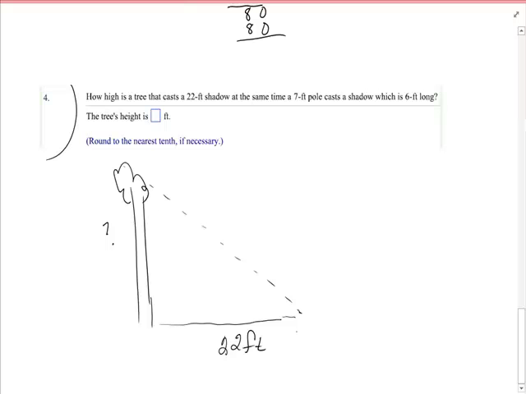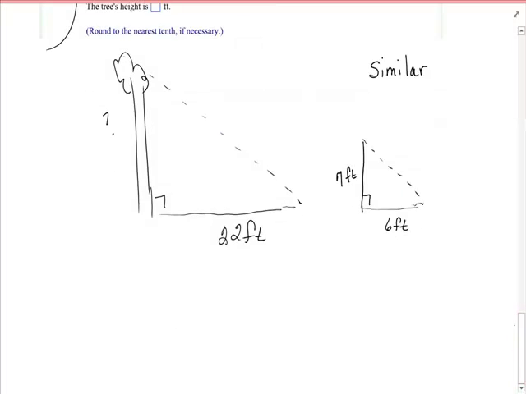All right, at the same time, there is a 7-foot pole, and it casts a shadow that is 6 feet. So I have my height and I have my shadow. Once again, because the sun is coming down, it finishes up that triangle. Even though it's not stated, if you were to study the physics of the situation, these are similar triangles. And we should be able to set up a proportion.